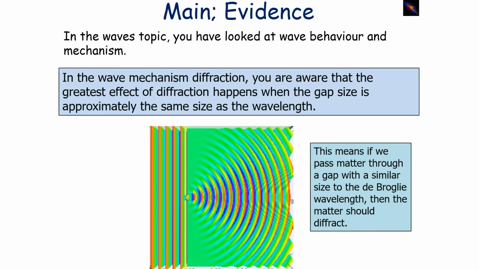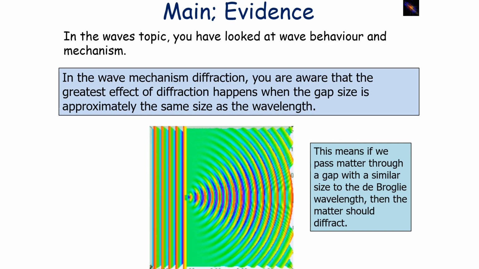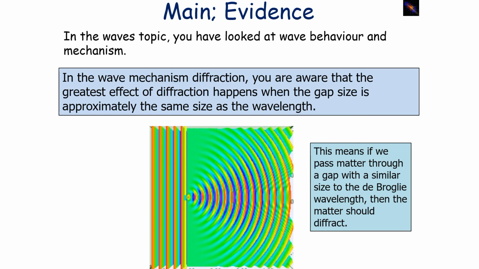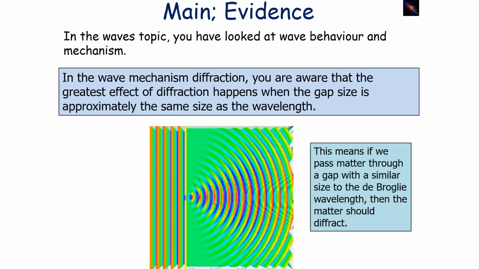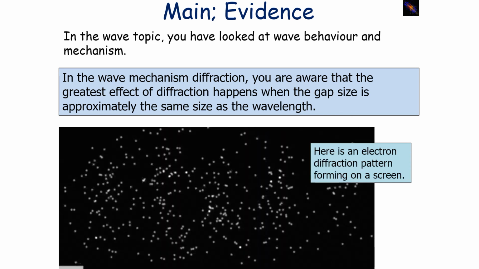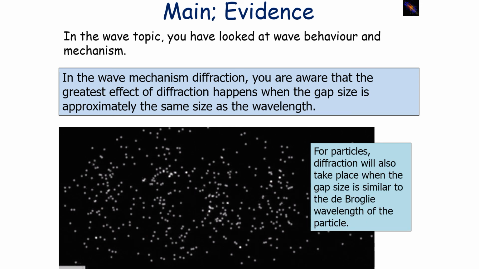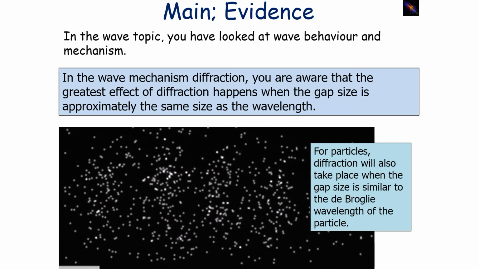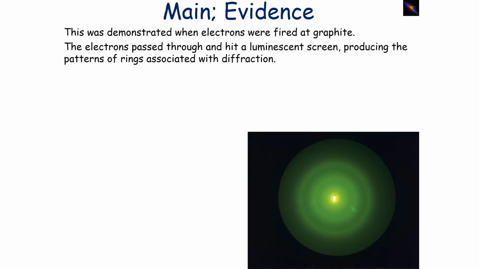Now one famous mechanism, which is a wave property only, is diffraction. It means that if a wave passes through a gap similar in size to its wavelength, it will diffract. In a similar idea, if matter passes through a gap with a gap size similar to the de Broglie wavelength, the matter should then diffract. So you can get an electron diffraction pattern forming on a screen, because in this instance the electrons have moved through a gap of similar size to the de Broglie wavelength of the particle.